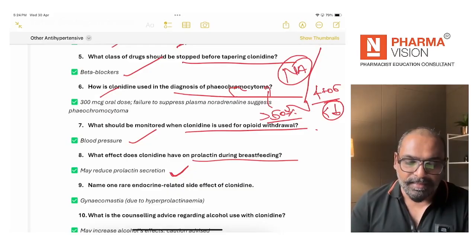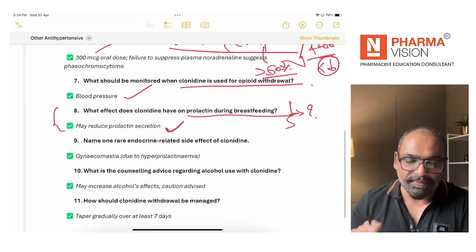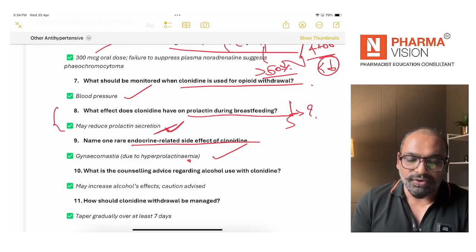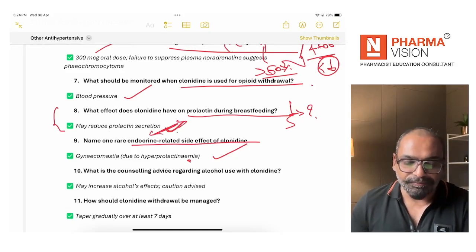Prolactin. Okay, we have to verify this point. I can make a correction. Name a rare endocrine related side effect of clonidine: gynecomastia due to hyperprolactinemia. So this question needs to be rethought.